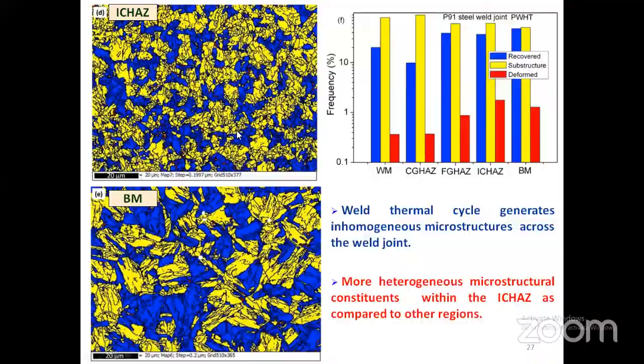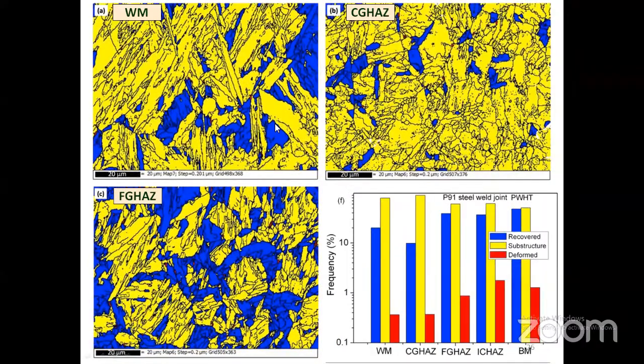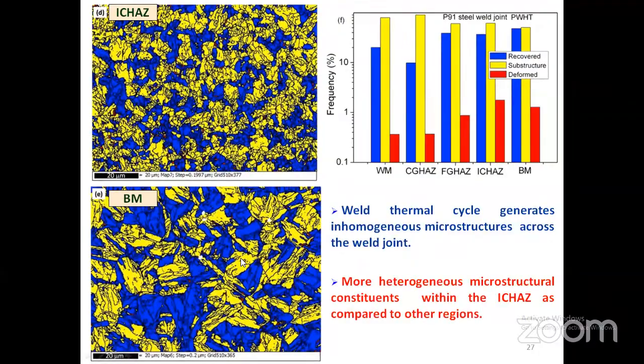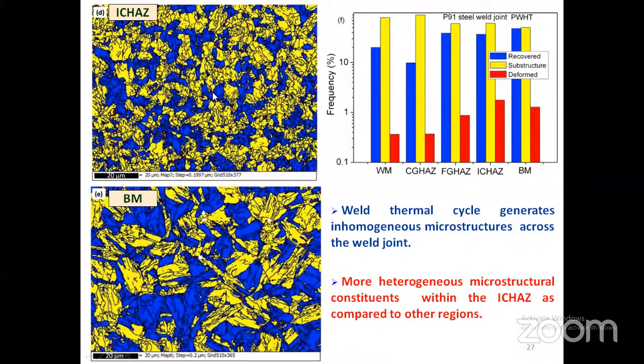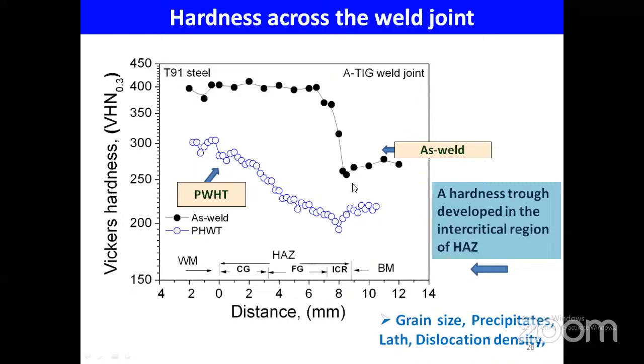If you see the weld joint, weld metal, coarse grain, fine grain, and the base metal, the substructure still exists, and the heterogeneity within the intercritical region, the differences between recovered structure, substructure and deformed structure, is more. What the study says is that heterogeneity exists from the weld metal to the base metal, and also within the intercritical region. So this is how it's going to affect our creep behavior.